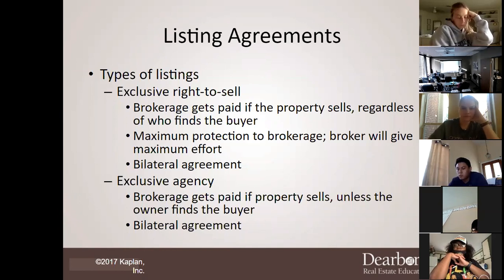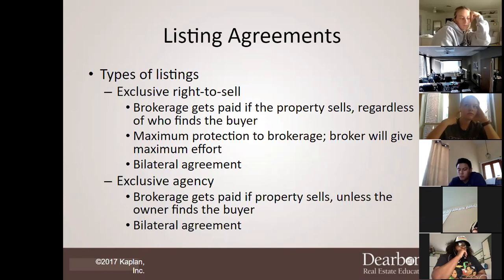All right, we gotta keep moving. We got quite a bit more to cover. Exclusive agency. That's where the broker gets paid if the property sells, unless the owner finds a buyer. And you will see that sometimes. Sometimes people will do that, but in reality, you're gonna want that one.